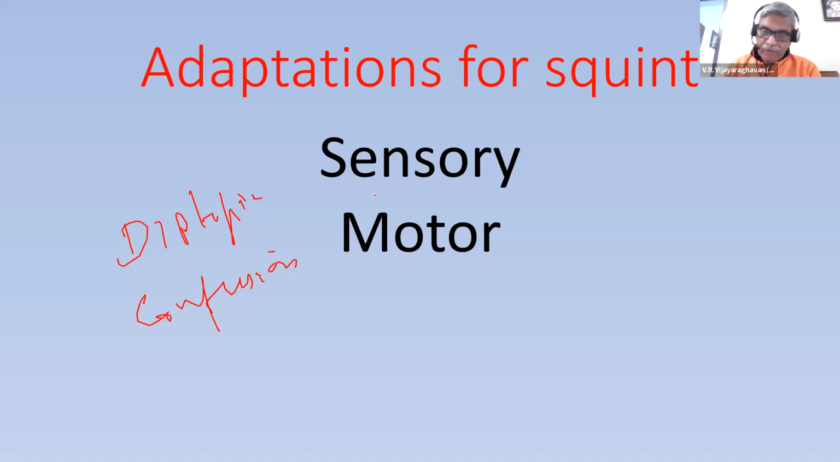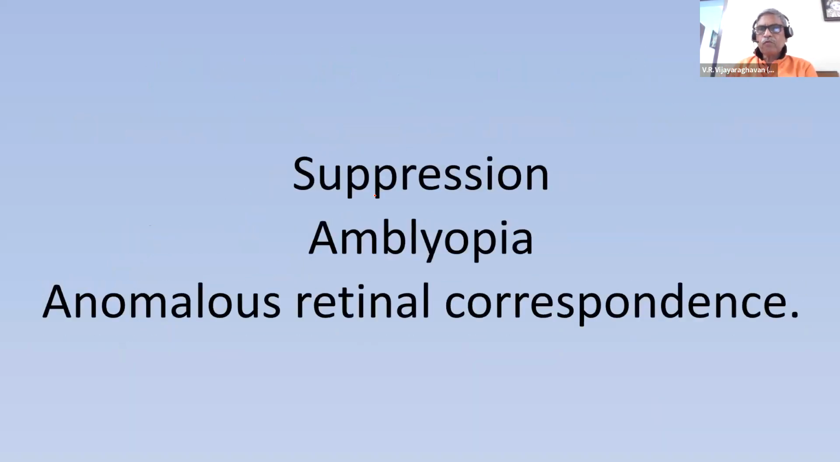To overcome that, to overcome diplopia mainly, the patient gets what? Adaptations. Classically, we can have sensory adaptations and motor adaptations. What are the sensory adaptations? The squinting eye's image goes to my brain, and it can get suppressed. That is called suppression. Because of the squint, the image from the abnormal, squinting eye is gradually suppressed by the brain.